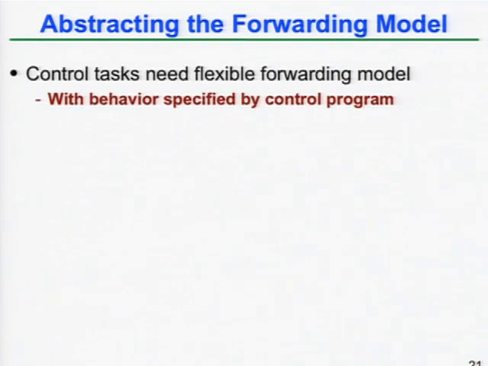So let's abstract the forwarding model. If you're trying to control the network, you need some kind of flexible forwarding model so that the control program can specify what happens rather than dealing with some limitation of what your underlying forwarding protocol does. So it shields the upper layers from exactly how you do the forwarding.